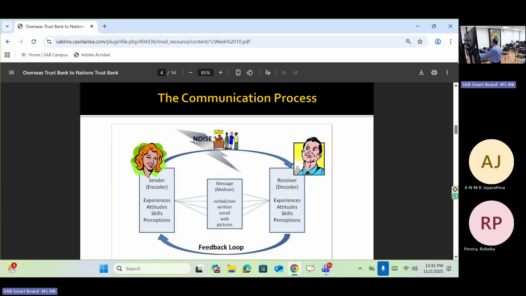Right. Then between the receiver and sender are linked with the medium, message or the channel. There are different types of mediums: verbal, non-verbal, written, electronic. All should be used together. That enhances the effectiveness of communication. Better to use the different channels as required.